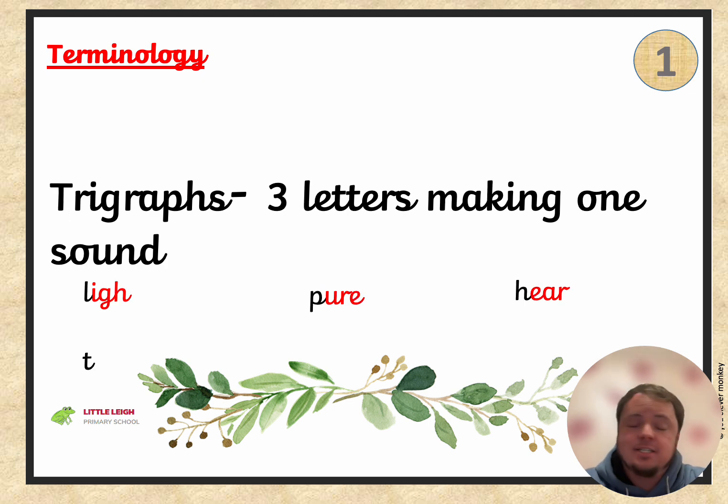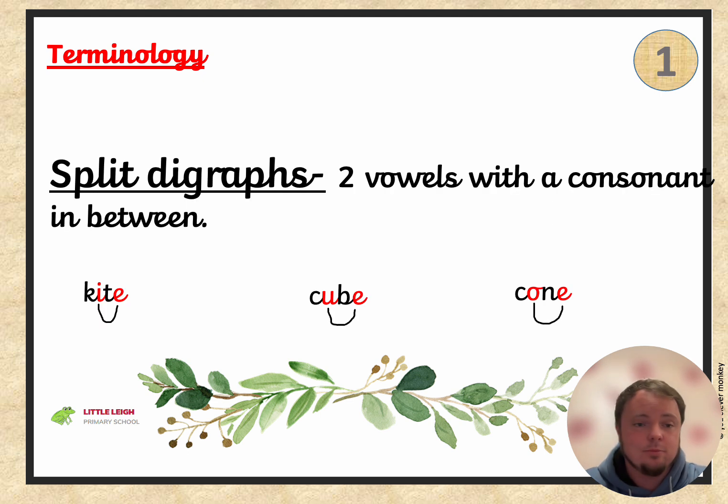And trigraph, very similar to digraph, but just adding another letter. So again, these words here. So you have the word light, where you have the I, G, and H, which come together to make the I phoneme. And then in pure, you have the U, R, E, which come together to make the your phoneme. And finally, E, A, R, which come together to make the ear phoneme.